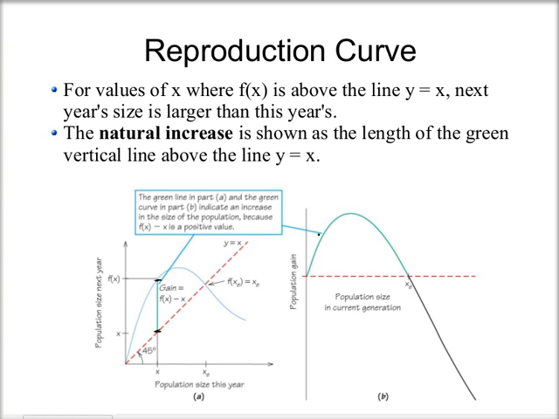And then we've translated that over to this graph here. So this graph shows the difference between the reproduction curve f of x and the line y equals x. So you can see that when this curve is above the red dotted line, the population is growing, and when it's below the red dotted line, the population is shrinking.